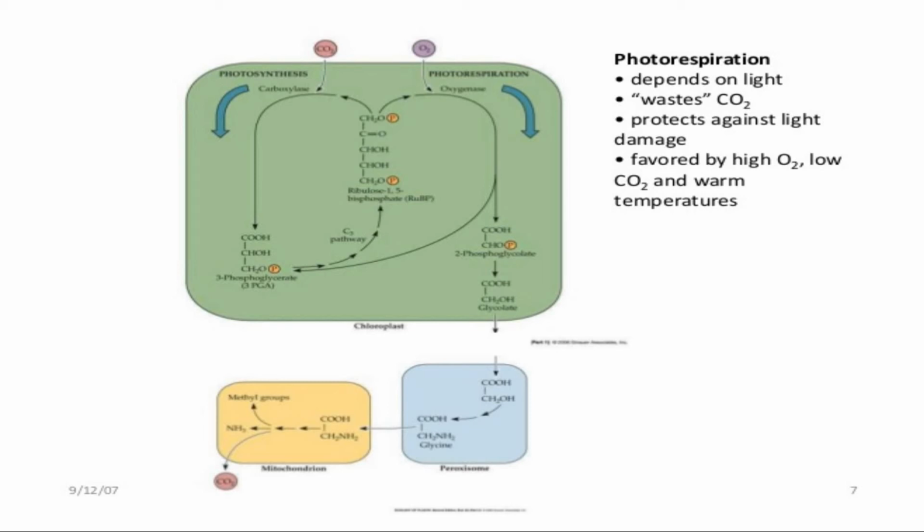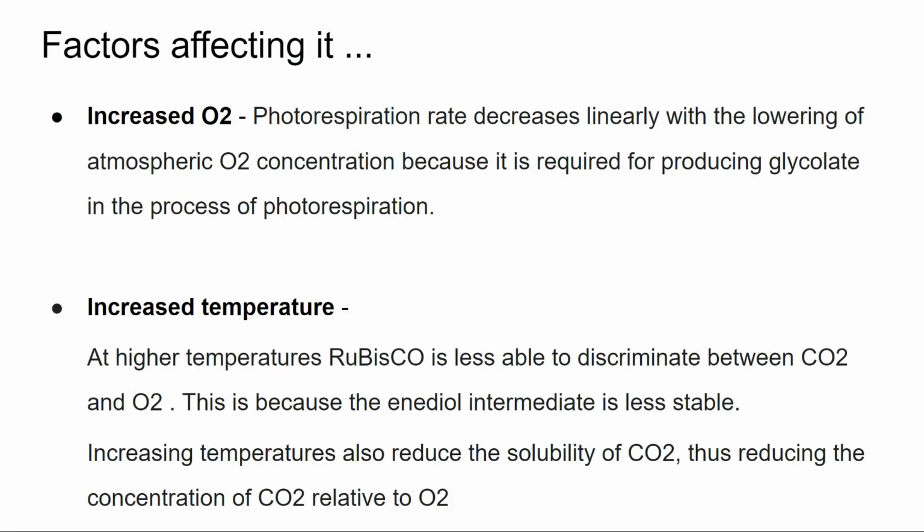Photorespiration depends on light and also the amount of oxygen and carbon dioxide in the atmosphere, and is favored by high oxygen and low carbon dioxide. Talking about oxygen, the photorespiration rate decreases linearly with lowering of atmospheric oxygen concentration because oxygen is required for producing glycolate in the process of photorespiration.